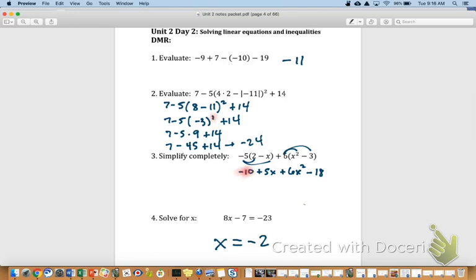The 18, the negative 18. Yeah, that's right. So I would say those two terms are like terms because neither of them has a variable, right? They're both constants. What's negative 10 plus negative 18? Negative 28. That's the negative 28 you saw in the answer.